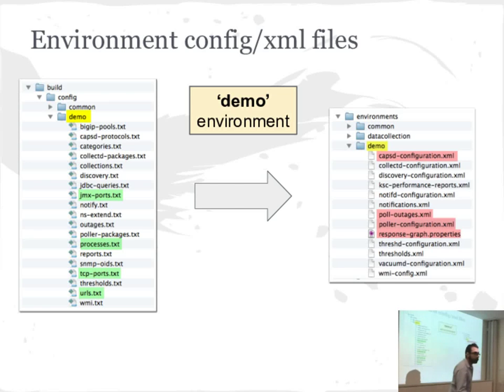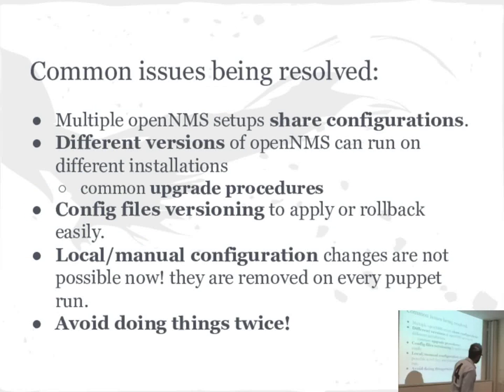Questions so far? No? All right, so with that mechanism, that's what we have. So we can share configuration, as I mentioned earlier, across different versions of OpenNMS. As you have it on SVN, you can make your branch or your tags associated with the version of OpenNMS you're using. So if you have different versions of OpenNMS running on different environments or clients, you can basically control that and apply exactly that.